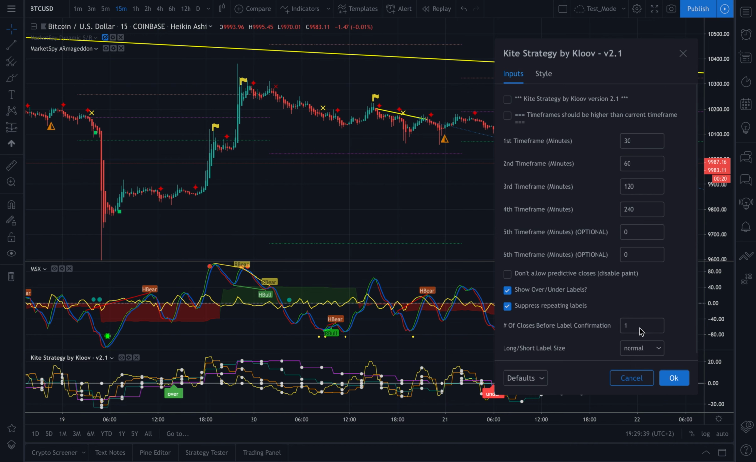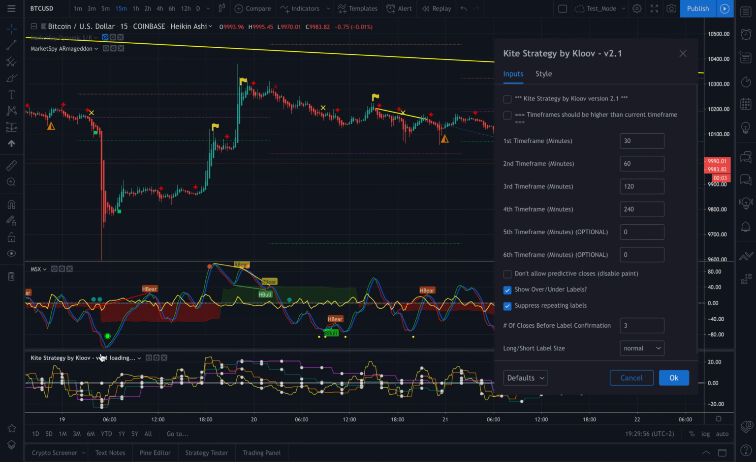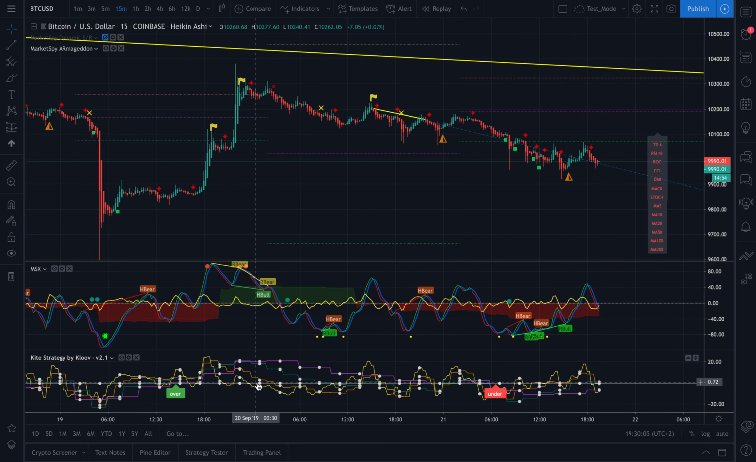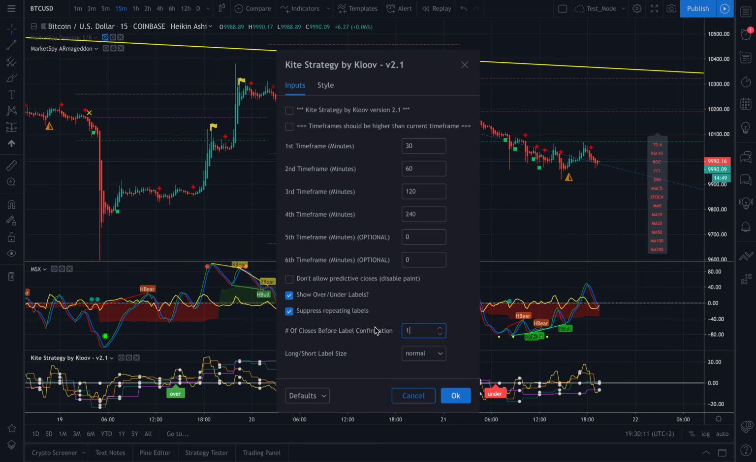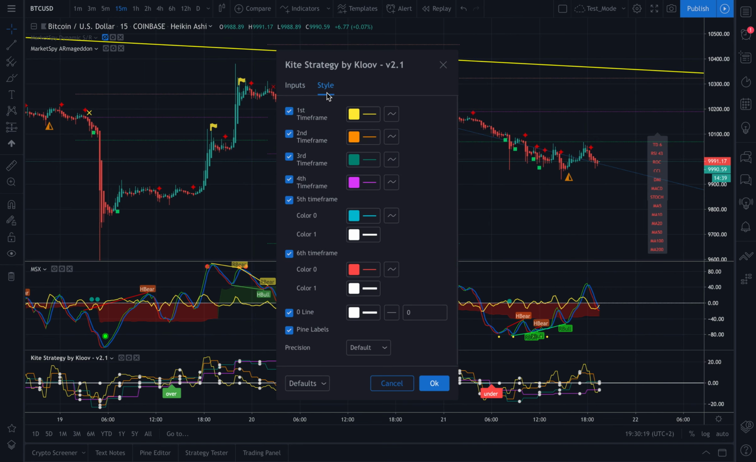Close bars before label confirmation. Here you can set 1, 2, 3. So we got the signal a little bit later. Okay, loading, just wait now. And you see, we got it later, and it's also lagging more. So we just use label confirmation at the number 1, and this will work out best.